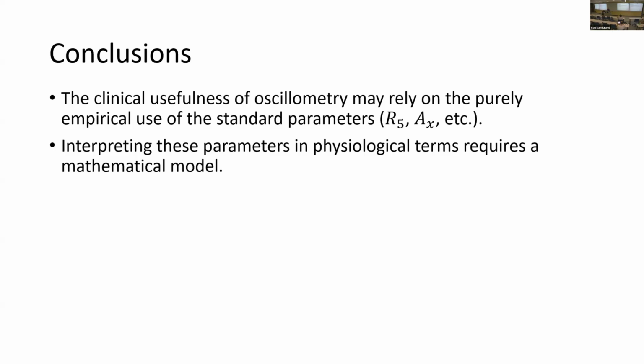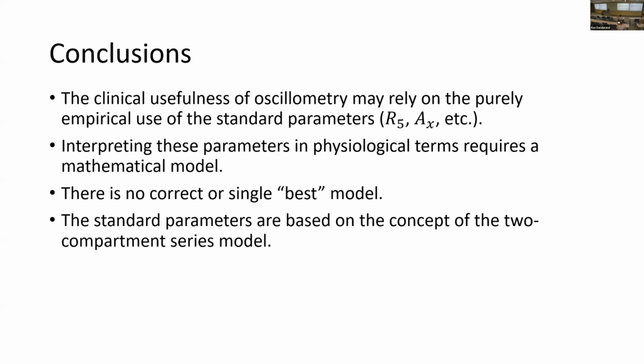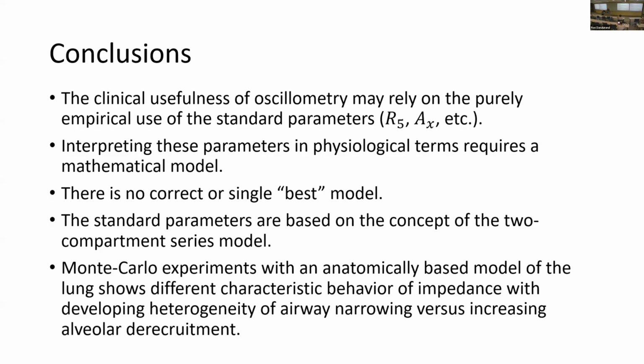Interpreting these parameters in physiological terms requires some kind of a model. And I just showed you one where it's my best attempt at this point to be as physiologically accurate or anatomically accurate as possible. There's no single correct best model, unfortunately. The standard parameters, or the physiological interpretation of them that gets bandied about, is based on that two-compartment model, which has its origins back in the midst of time when IOS was originally getting put on the map. And Monte Carlo experiments with an anatomically based model show characteristically different behaviors of impedance if you have developing heterogeneity of airway narrowing versus increasing alveolar derecruitment. I think that's it. Thank you.